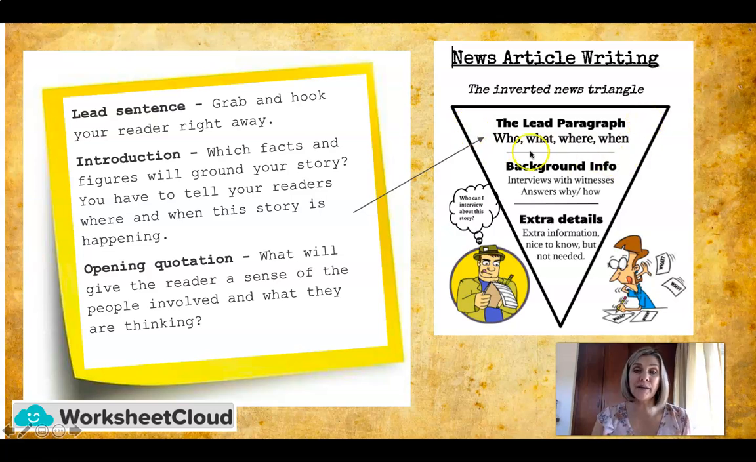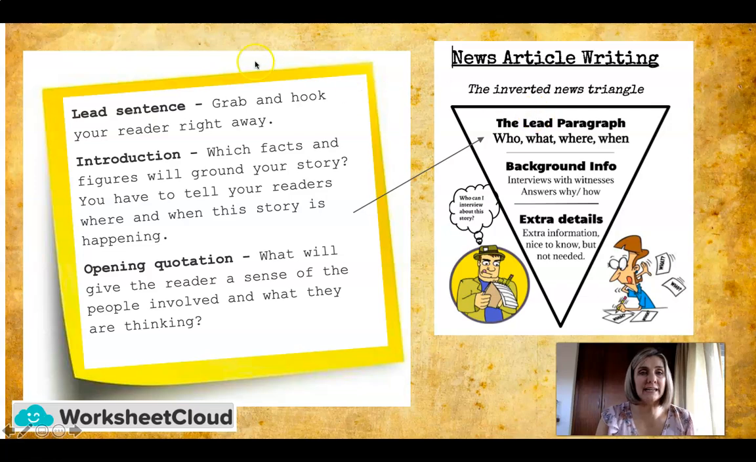Your background information is going to have interviews with witnesses, and that's where we use our direct and indirect speech, which we did in our previous lesson. And then it answers those questions. Why? Why did that happen, whatever you're writing about. And perhaps it might even answer the question how. And then extra details. It's nice to know. You don't have to include them, but that's what your article will sort of cover.